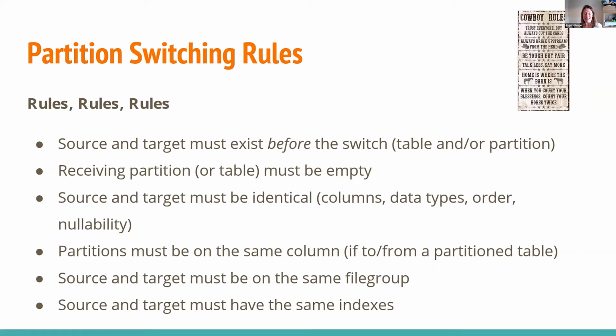Physically, it must reside on the same data file. So therefore, your file group must be the same. So if you are going from a partition table into a non-partition staging table, that staging table must reside on the same file group as what that partition is using. So even if your table is using 24 different file groups to cover 2 years, whichever staging table you're using to switch in or out of has to be on the same file group as the partition that you are switching in or out of.